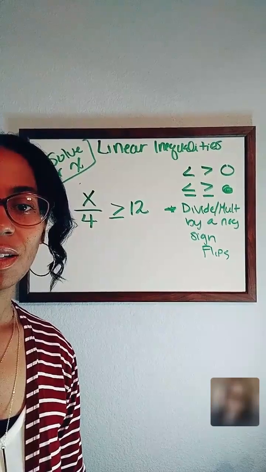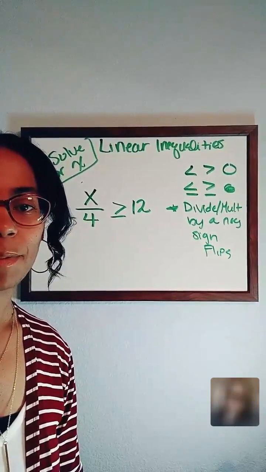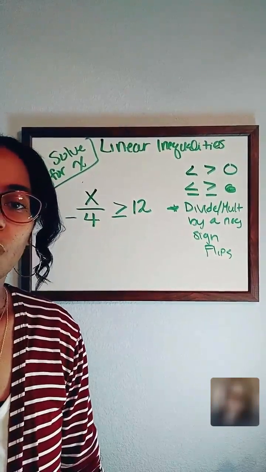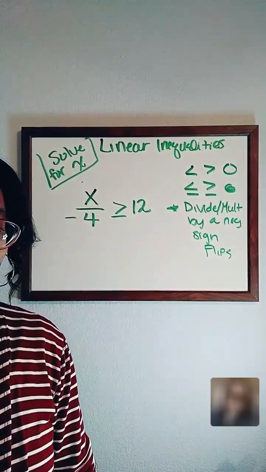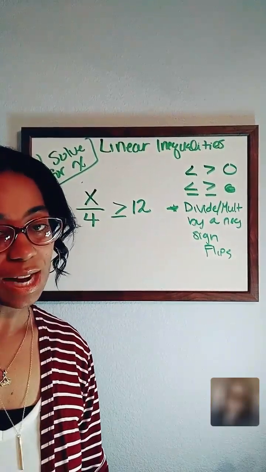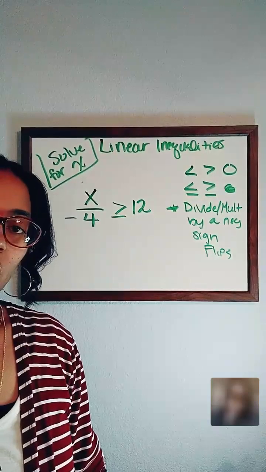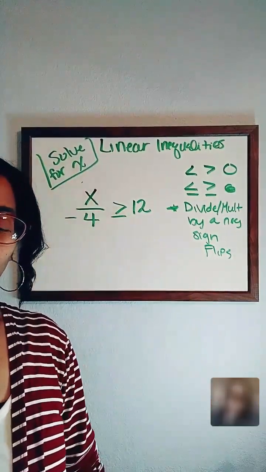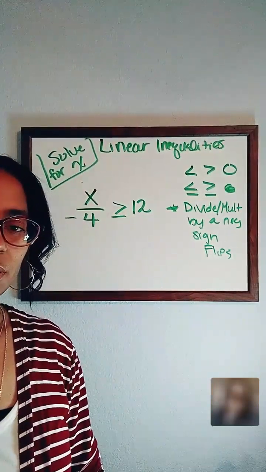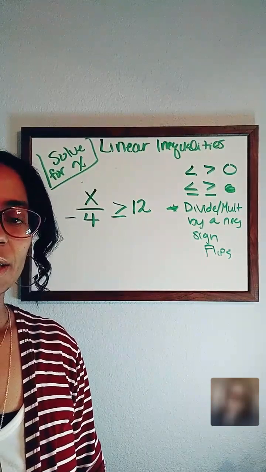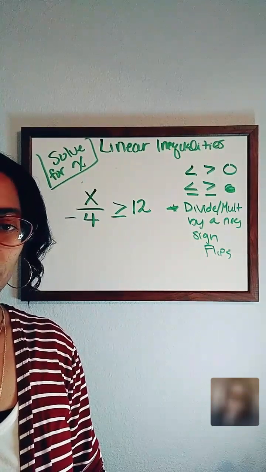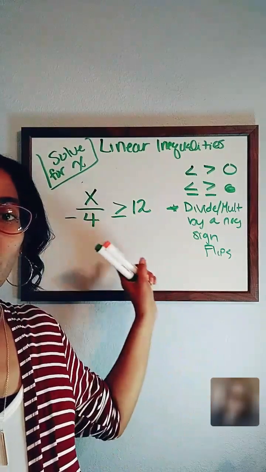So, 48. What type of 48, though? Is it a positive 48 or is it a negative 48? Yep, negative. Yep. We multiply by a negative.